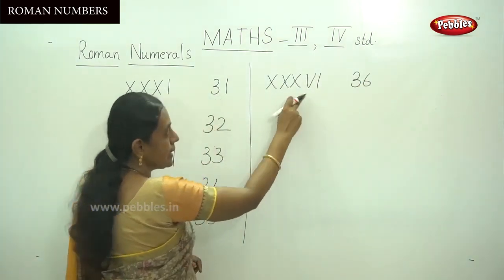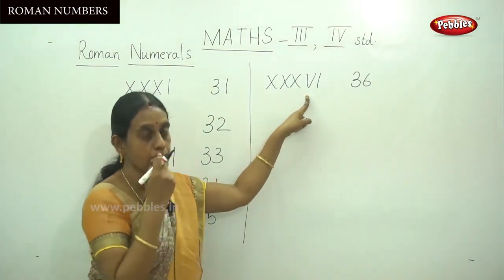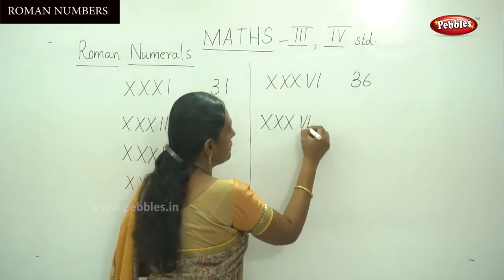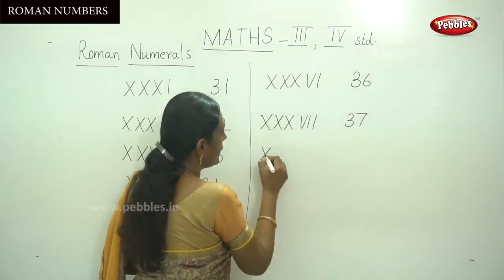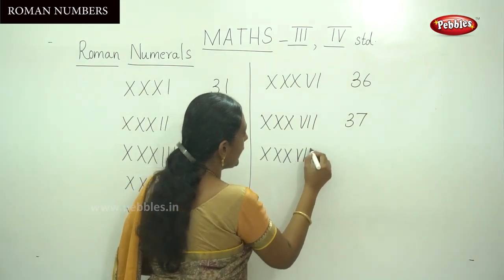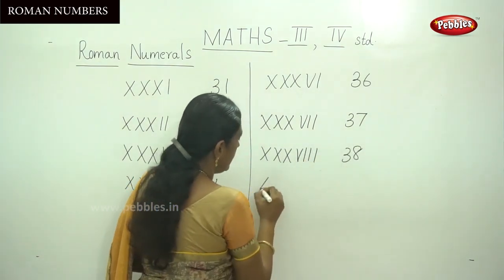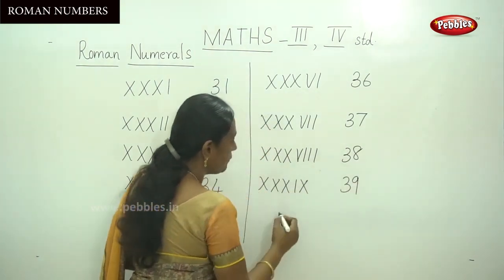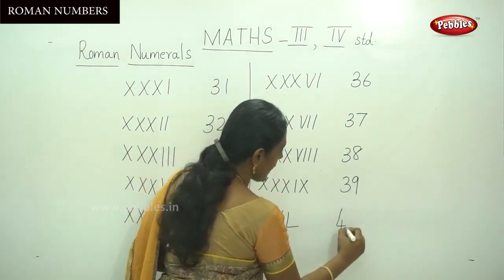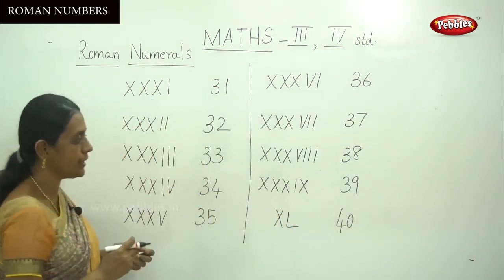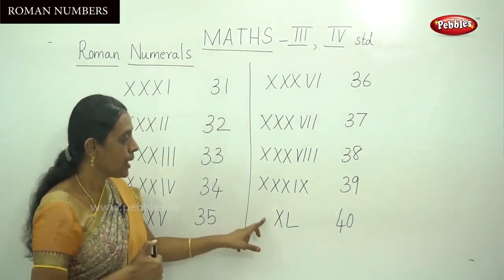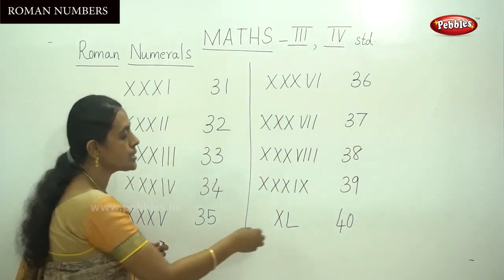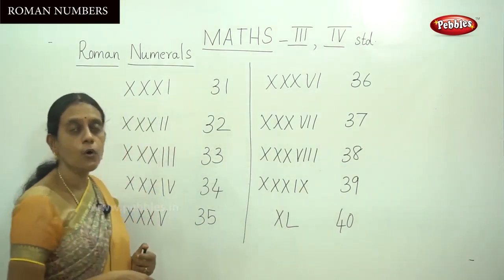Okay. 3 tens and the symbol for 6, so 30 plus 6 is 36. And 37. And 30 with 8 is 38. And 39. And 40 is XL, the Roman numeral for 40, because we won't repeat the sign again; you can't put 4 Xs for 40. So we introduce a new symbol, XL, that is 40.